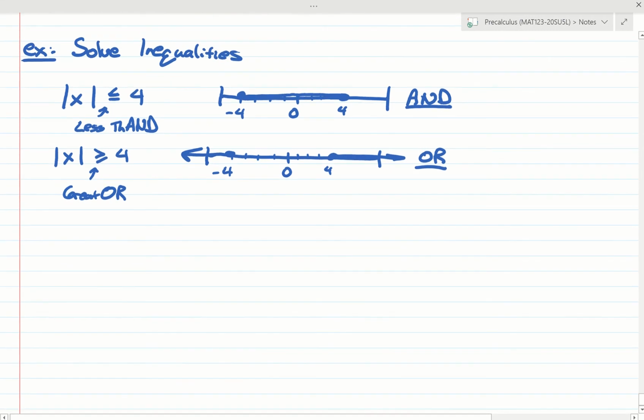When we have an AND problem, the answers have to satisfy both, meaning x has to be less than or equal to 4, and x has to be greater than or equal to -4. If it's an OR problem, we just have to satisfy at least one.